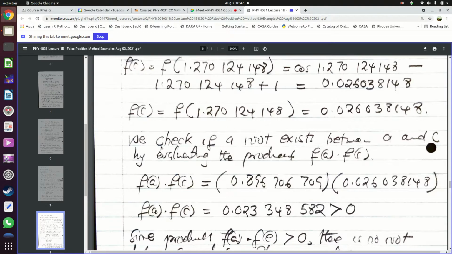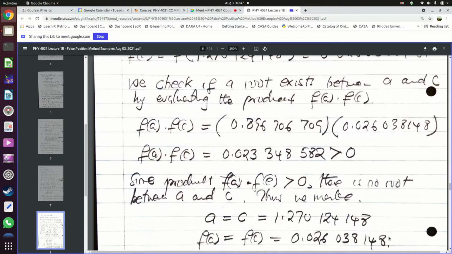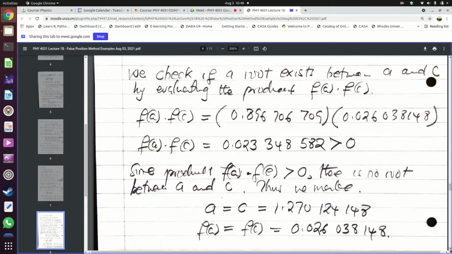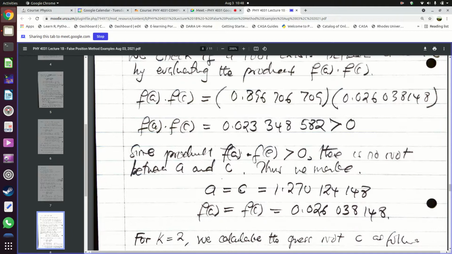So here, next we check if a root exists between a and c by evaluating the product f of a times f of c. So f of a is this, f of c is that. As you can see, positive times positive gives you a positive number, which is greater than 0. If you get a positive number, it means that between a and c there is no root. So if there is no root between a and c, then you make your c become the new a.